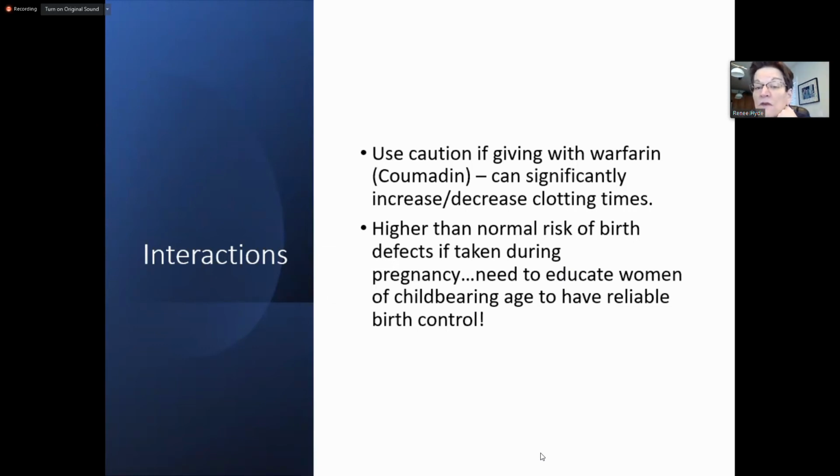Phenobarbital has higher than normal risk of birth defects if taken during pregnancy. So typically we need to educate women of childbearing age that are on this medication to have reliable birth control. Now, if they plan to become pregnant, typically you will see that most neurologists will try to switch them off of this medication to another medicine for seizure control because of that risk of birth defects.